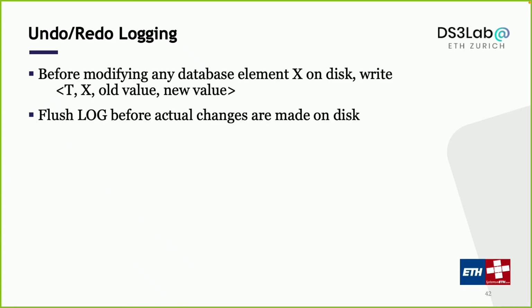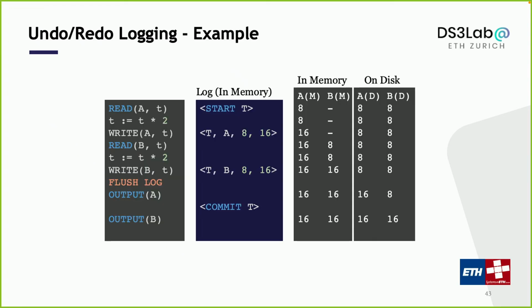The way to do that is another logging protocol called undo-redo logging. It combines these two different logging protocols. So essentially it looks like this. Before modifying any database element X on disk, I write a record to my log containing both the old value and the new value. This allows me to either undo it or redo it. I have flexibility now. And then you flush the log before actual changes are made on disk.